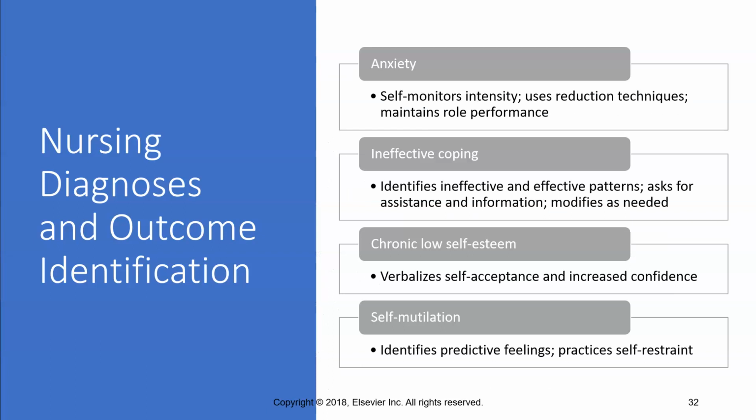Nursing diagnoses and outcome, again: anxiety, ineffective coping, chronic low self-esteem. If we have someone with body dysmorphic disorder or trichotillomania, we're going to see low self-esteem. They're going to be self-conscious of the fact that they don't have hair on their face. Self-mutilation, I think y'all have talked about it already. Non-suicidal self-harm, cutting, which could be a way to cope with stress and anxiety, or it could be trichotillomania and excoriation disorder. And in that way, our outcome, we want the patient to practice self-restraint, which is harder than it sounds.